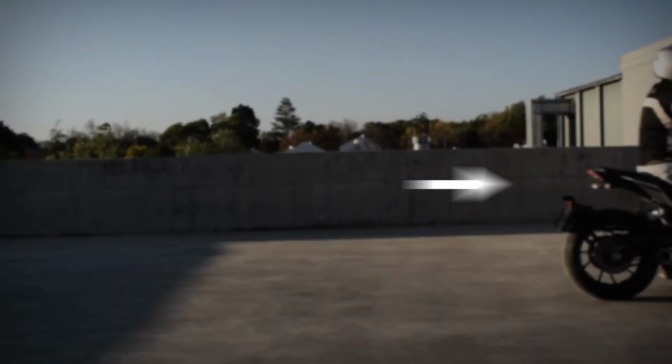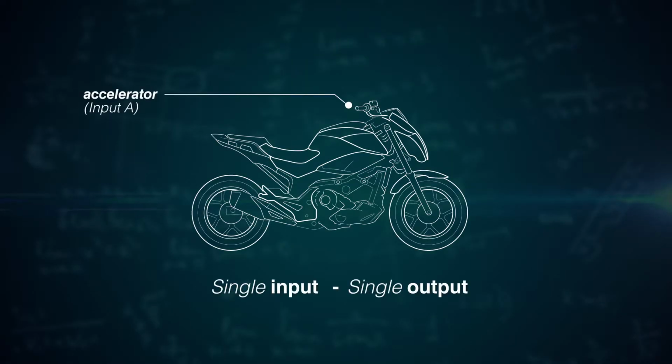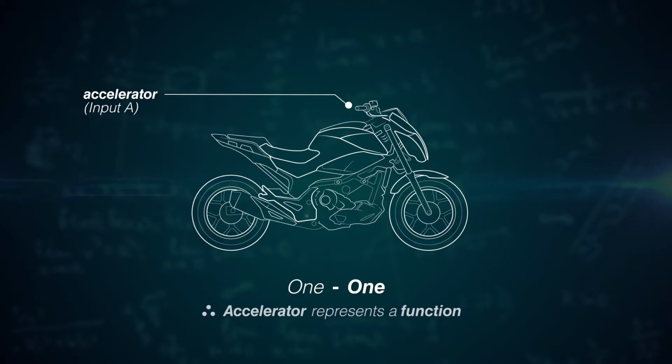Example 1. Input A is the accelerator. When triggered, our accelerator's output is the bike moving forward. We therefore have a single input linked to a single output. There cannot be another output from this input apart from the bike moving forward, which means that this is a one-to-one relation and therefore represents a function.